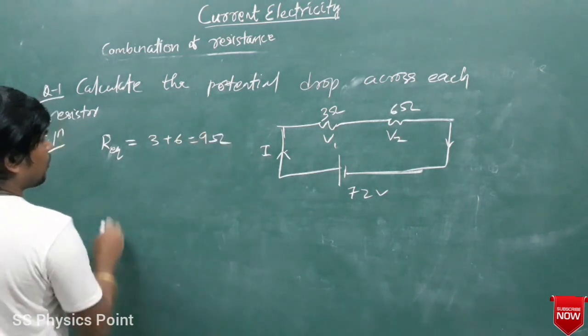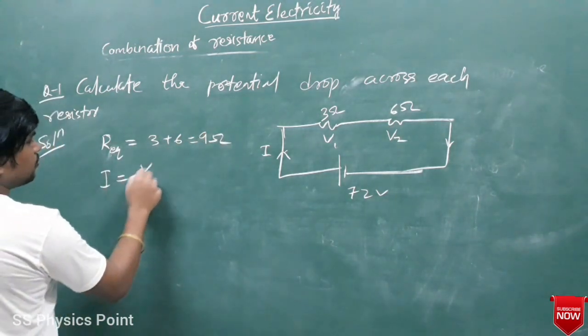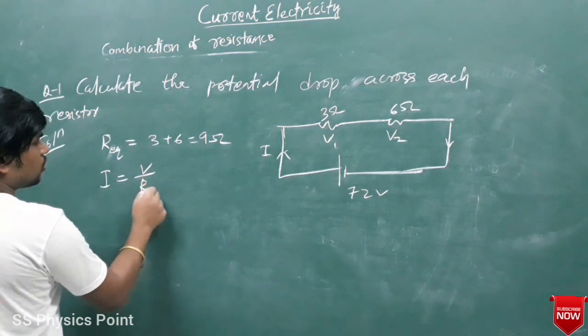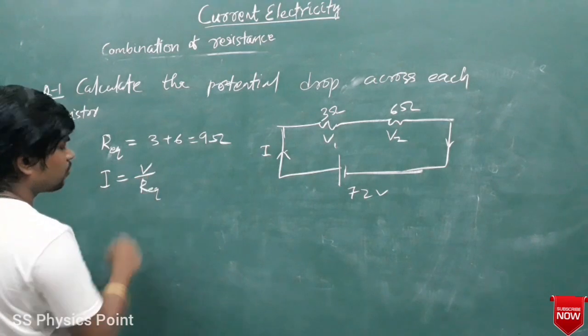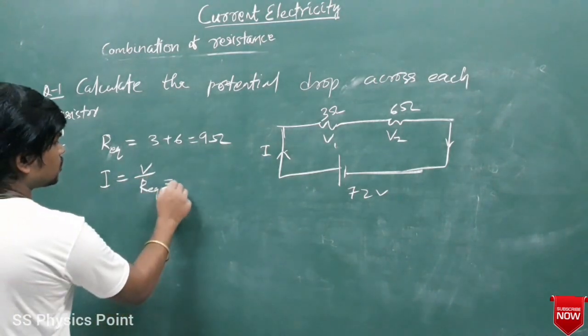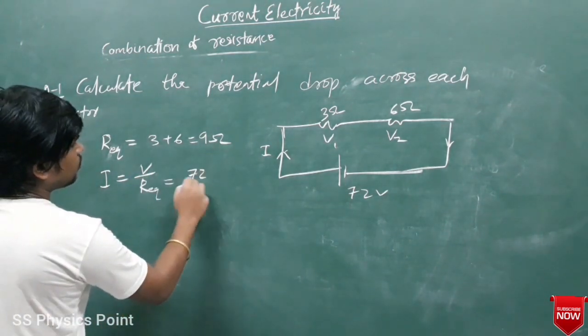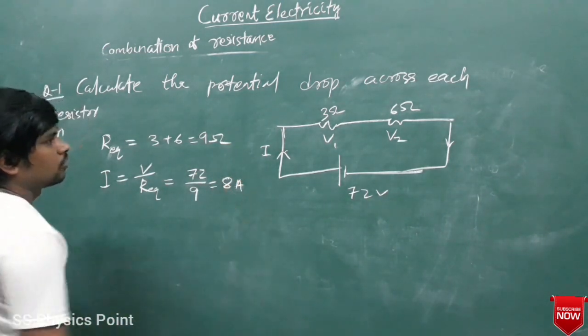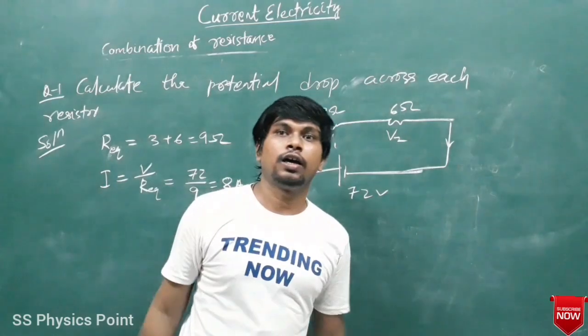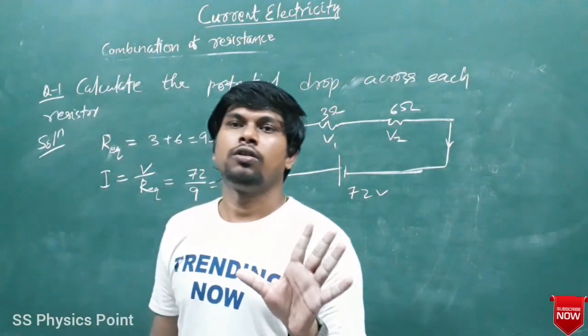9 ohm. Then I will be how much? V by R, according to which law? This is Ohm's law. V equals IR. So I will be V by R. So ये कितना हो जाएगा? V कितना दिया गया है? 72 by 9. That is how much? 8 एम्पियर। तो इस सर्किट में कितना करंट जा रहा है? 8 एम्पियर। कितना करंट?